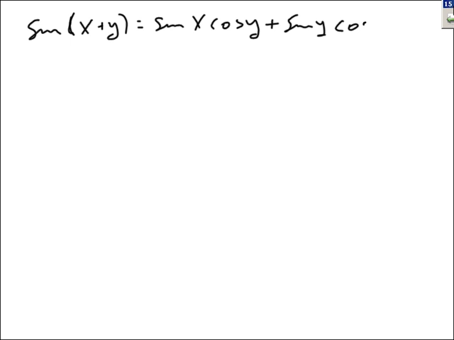Addition and subtraction rules. In my opinion, you just need to remember two of these. You can remember all of them. The sine of x plus y is equal to the sine of x, the cosine of y, plus, now reverse it. Now take the sine of y and take the cosine of x.